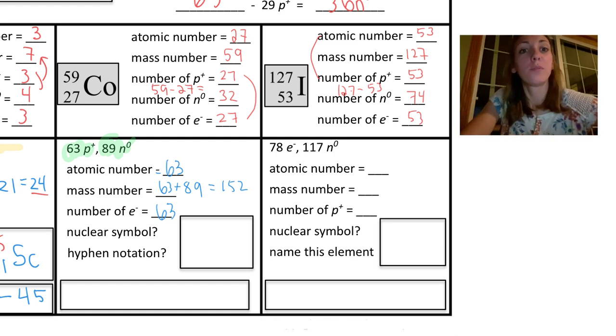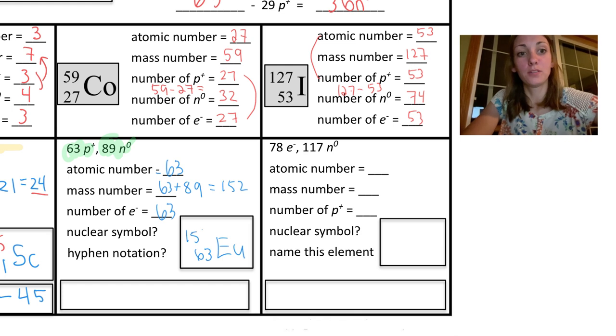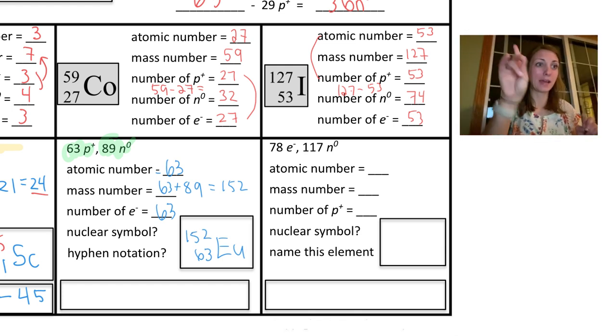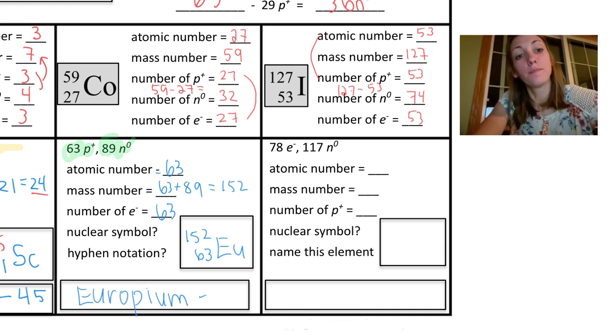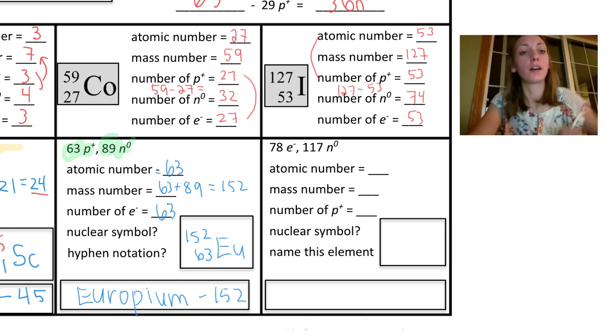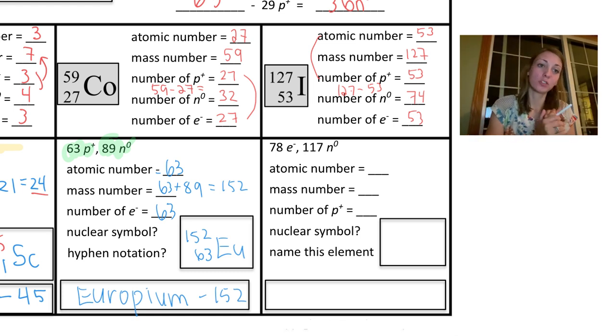Nuclear symbol then, we have what element here? Oh, europium. We're going very fancy here. 63, we put the atomic number always on the bottom, and then the mass number, not the neutrons. The mass number on the top. Hyphen notation, europium, hyphen, mass 152.